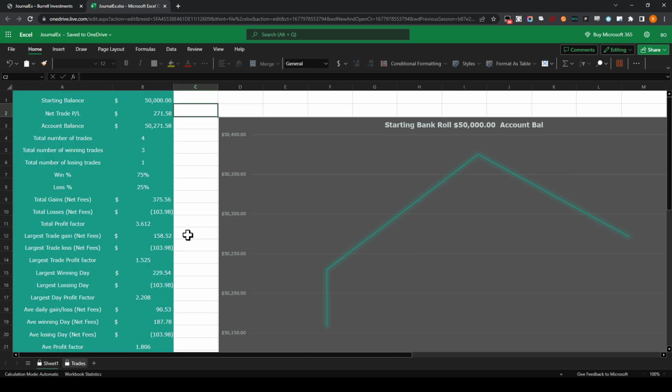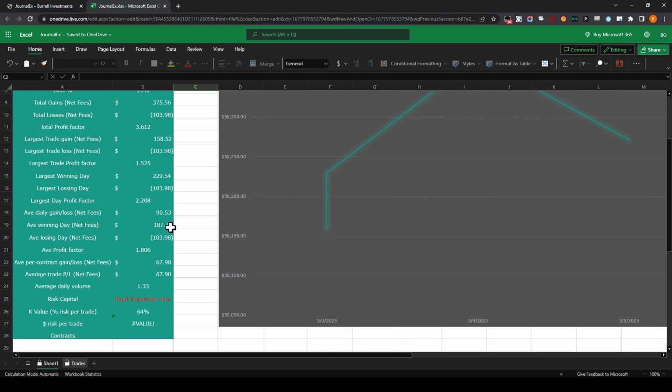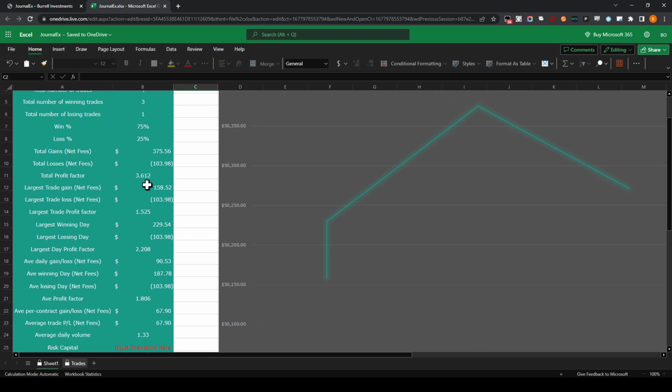So let's go back to sheet one. Oh yeah, lots more, and you can see the next day added on the line on the graph. So now we have total profit factor, which is 3.612. There are also multiple different ways to calculate a profit factor, so I basically put a bunch of different ways of making the same calculation. You have your total gains, which is the total amount of gains for all your winning trades, and then your total amount of losing trades. That'll be your profit factor for the gross amount of wins and losses.